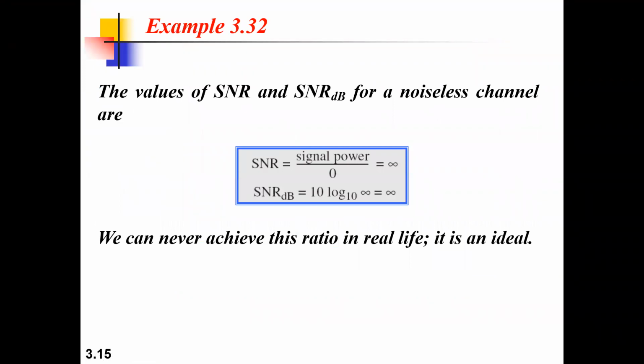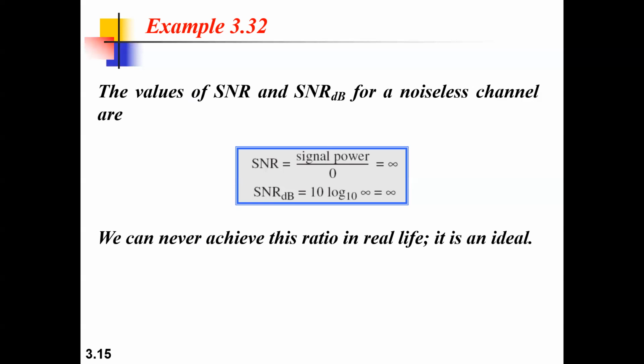Okay, the second example here asks for the values of SNR and SNR dB for a noiseless channel. Now, a noiseless channel is something which we cannot ever achieve. There will always be noise in the channel. So this is like a theoretical assumption that a noiseless channel may exist, but in reality, it does not. So if you have a noiseless channel, that means there is no noise at all. That means your average noise is 0.